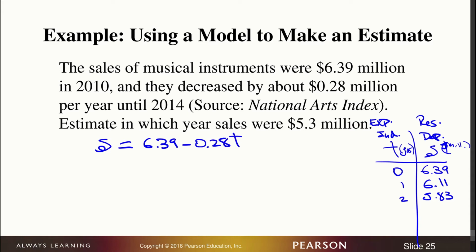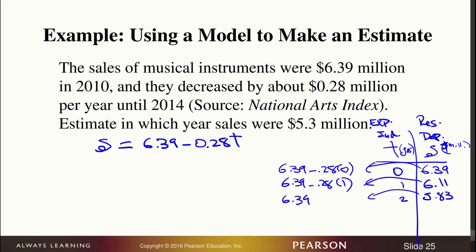So see how it makes sense here? For the first year, the first result is just 6.39 minus 0.28 times 0, right? The second result is 6.39 minus 0.28 times 1, right? This one is 6.39 minus 0.28 times 2, etc. So this is a perfectly good model for what we're dealing with, right?